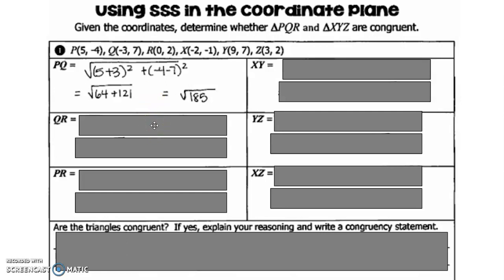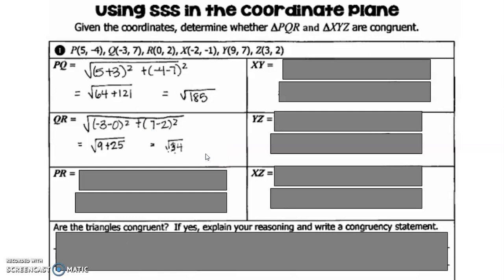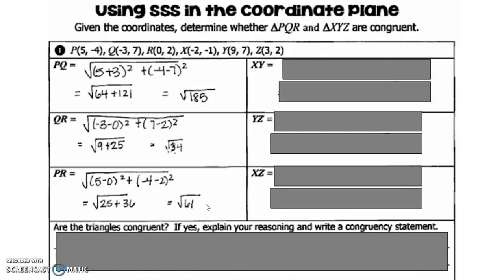For side QR, we're going to do the same thing, that distance formula, and we're going to have the square root of negative 3 minus 0 squared plus 7 minus 2 squared. And when we simplify that out, we get the square root of 34. Last side for this triangle is PR, so we're using those points. We have the square root of 5 minus 0 squared plus negative 4 minus 2 squared. And when we simplify that, we get the square root of 61. So that was for our first triangle, triangle PQR.